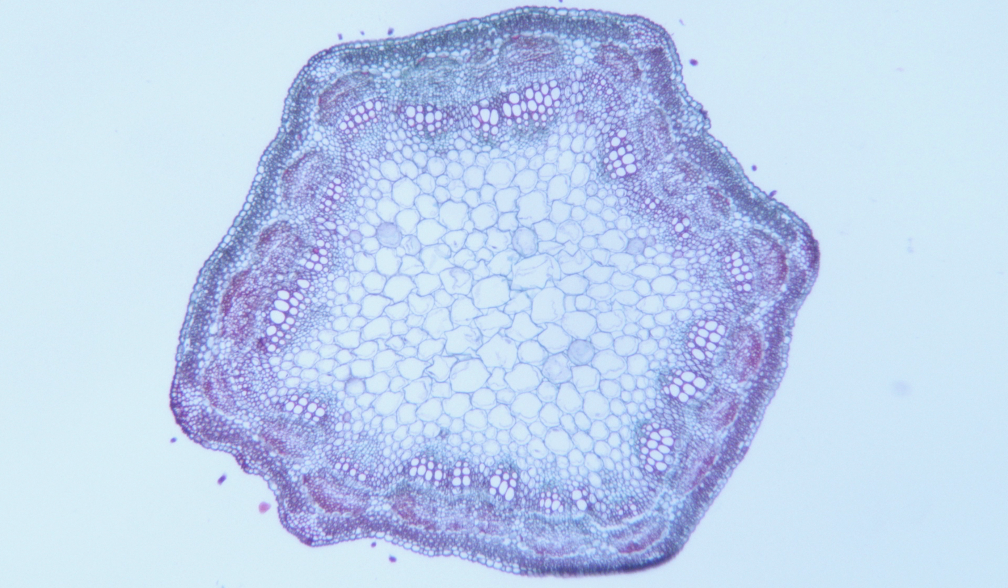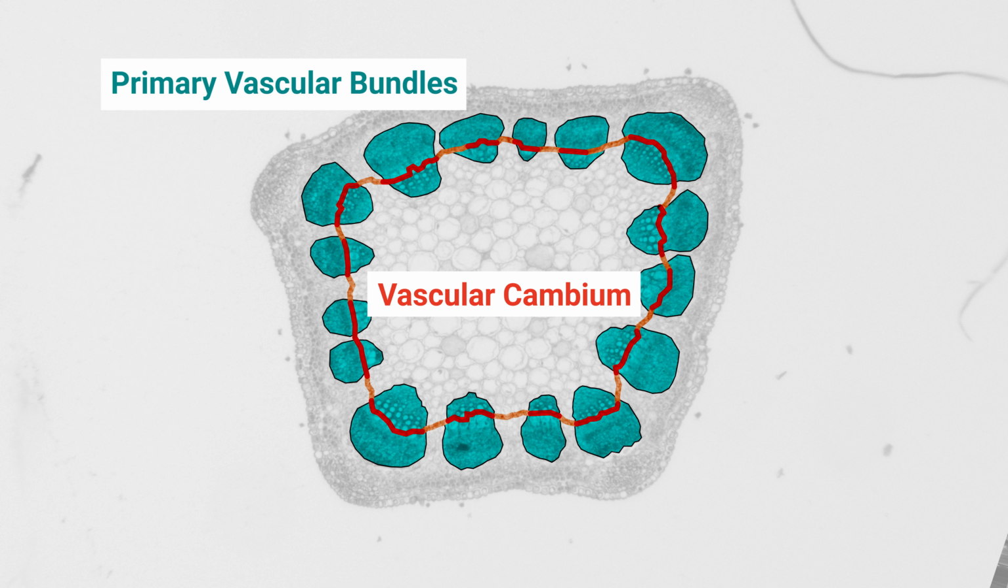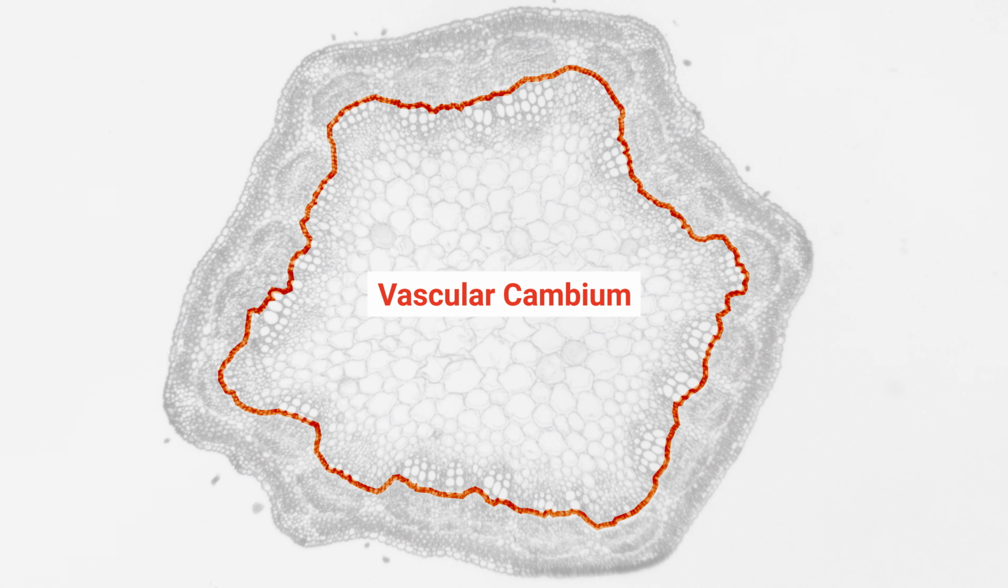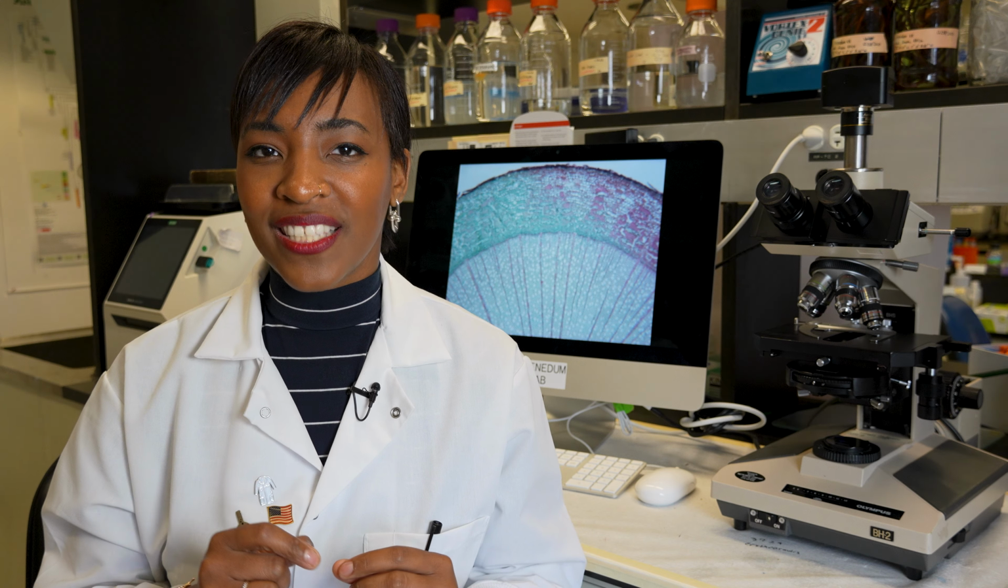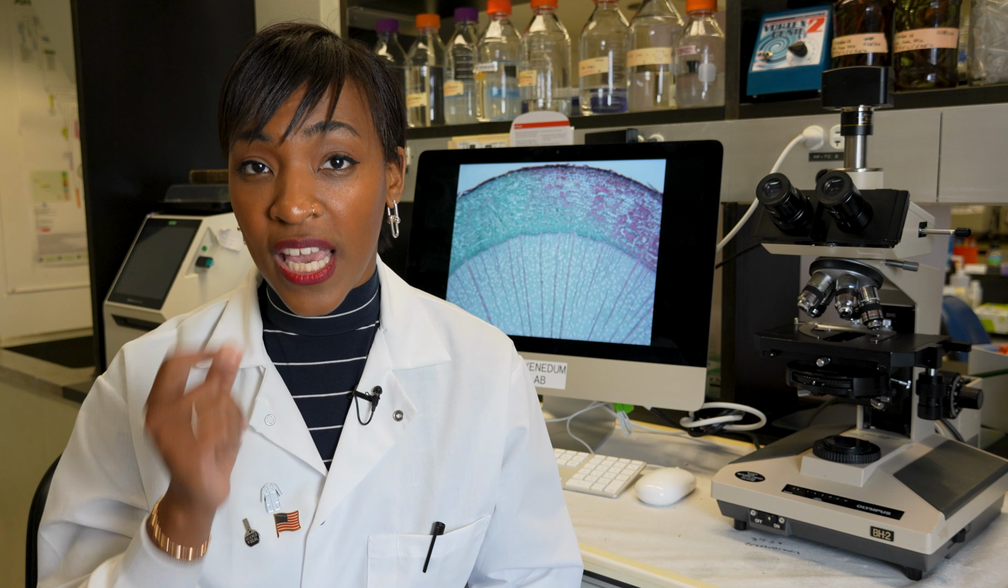It originates from 2 sources, the fascicular cambium from procambium within vascular bundles, and the interfascicular cambium from parenchyma between bundles. Because the vascular cambium arises from a ring of primary vascular bundles, some botanists actually speculate that the lack of secondary growth in monocots is due to the fact that vascular bundles are scattered throughout the stem. Let's take a closer look at secondary tissues produced by the vascular cambium.